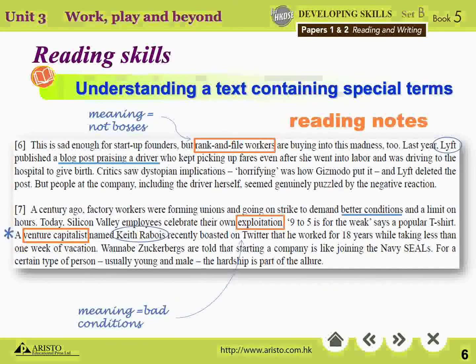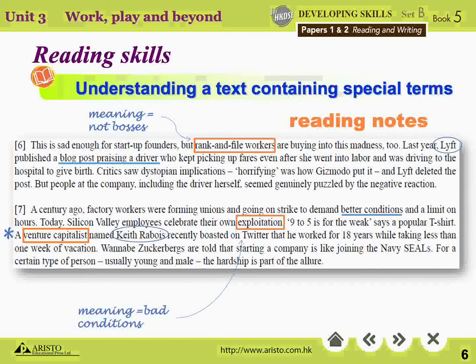Let's take a look at another reading strategy, taking reading notes. Here is another passage from the same text. Taking reading notes is helpful for passages which contain many unfamiliar terms. The unfamiliar terms are outlined in orange and the reading notes are in blue. Names have been circled and the main points underlined. This makes it easier to refer to them when we come to answer questions.